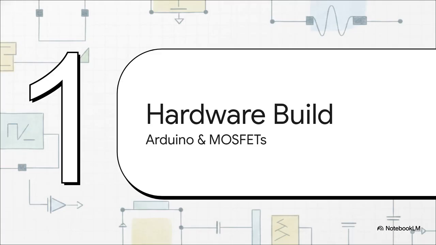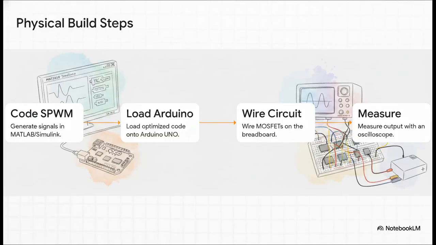Finally, the really fun part. Section 5, Hardware Build with Arduino and MOSFETs. Let's take all this theory and build it out in the real world, step by step. First, we finalize our optimized SPWM signals perfectly in our MATLAB and Simulink software. Second, we flash that precise SPWM logic directly onto the microcontroller of an Arduino Uno.